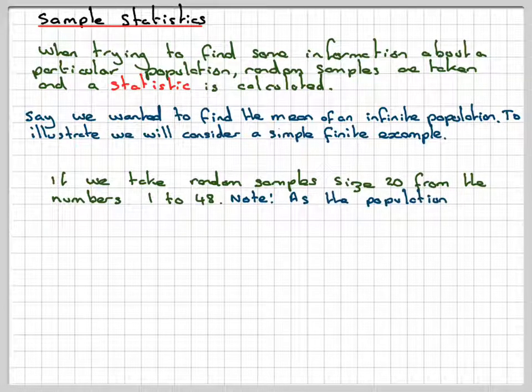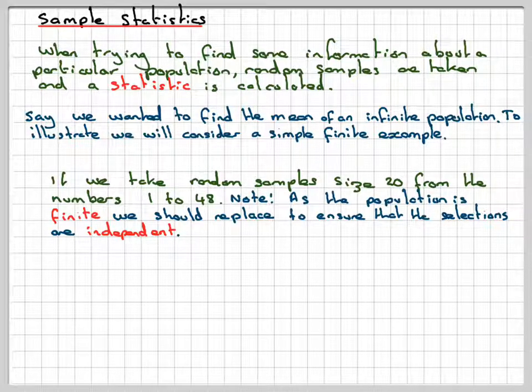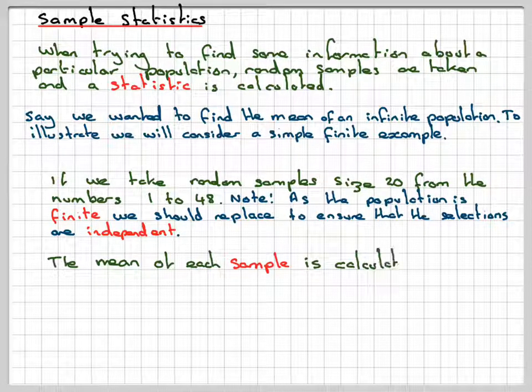What I've got to do though is take random samples. Note, as the population is finite, we should replace. So when you've actually taken something, you should put it back in. So if I take 26, for example, I can put it back in. And we should replace to ensure that the selections are independent. Normally we wouldn't bother to do that, maybe if the population is infinite.